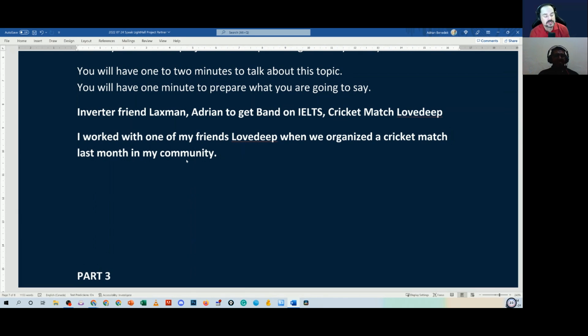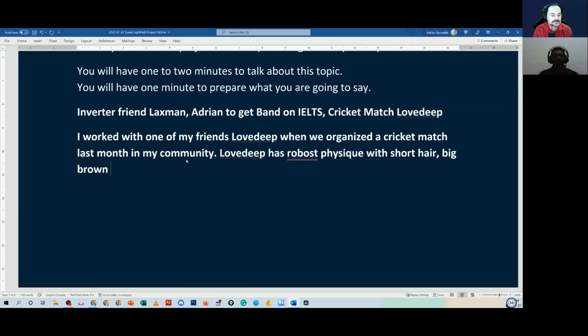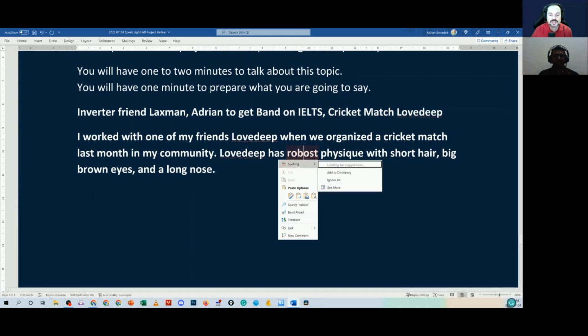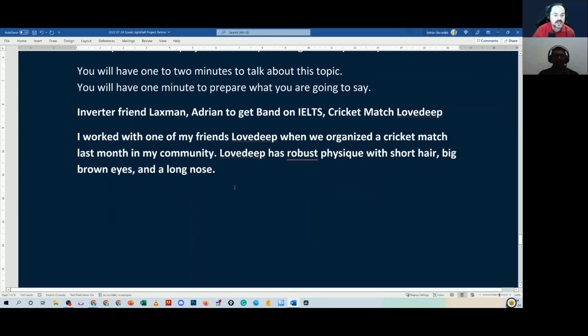Now, give me a little bit of a description of Lovedeep. What does Lovedeep look like? Lovedeep has a robust physique, and he always prefers short hair, and he has beautiful brown eyes as well as a long nose. He's about 5.10 feet in height. Okay, don't overdo it. For the description, you want to keep it short and quick so we can see the person. So: Lovedeep has a robust physique with short hair, big brown eyes, and a long nose.